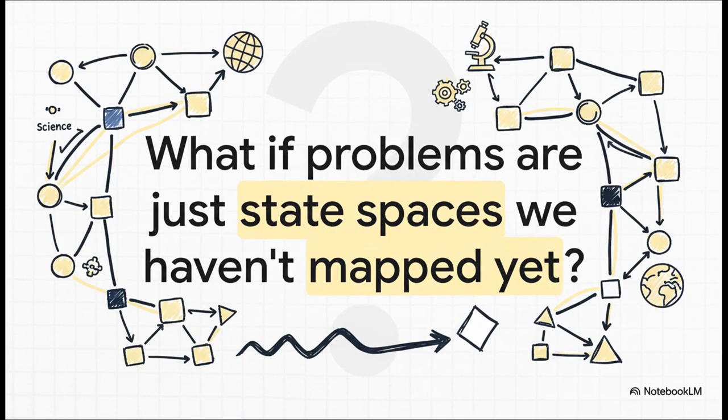So, I'll leave you with this thought. We started with a simple puzzle and ended with this incredibly powerful framework for reasoning. What if the most complex challenges we face in the world are really just incredibly vast state spaces that we just haven't taken the time to map out yet? What if finding the solution is just a matter of defining the states, mapping the rules, and discovering those hidden invariants? What could we solve then?